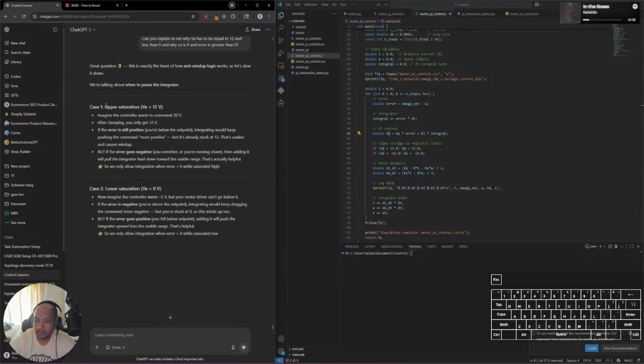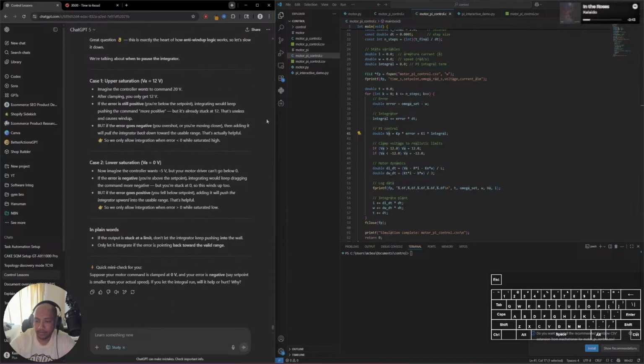Okay, so upper saturation, Va is 12. Imagine the controller wants to command 20. After clamping, you only get 12. If the error is still positive, you're below the set point. Integrating would keep pushing the command more positive, but it's already stuck at 12. That's useless and causes windup. But if the error goes negative, you overshoot, or you're moving closer, then integrating will pull the error back down. It's the usable range. That's actually helpful. So we only allow integration when error is less than 0.